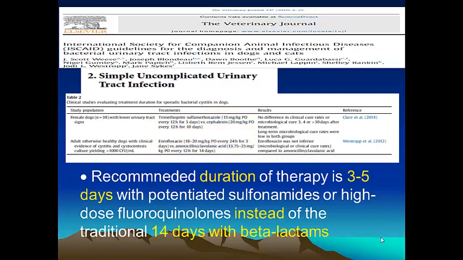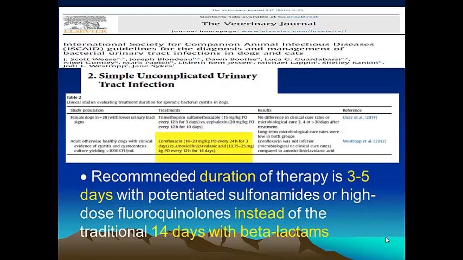And as you can see here, the first one was giving trimethoprim sulfamethoxazole at 15 milligrams per kilogram orally twice a day for 3 days, and they were comparing that with cephalexin for 10 days.